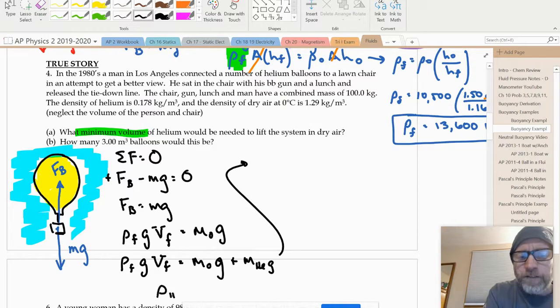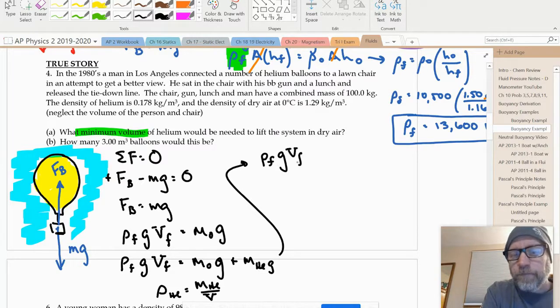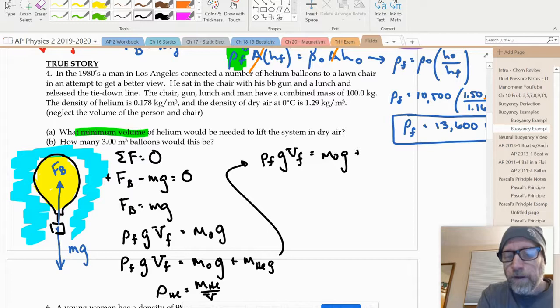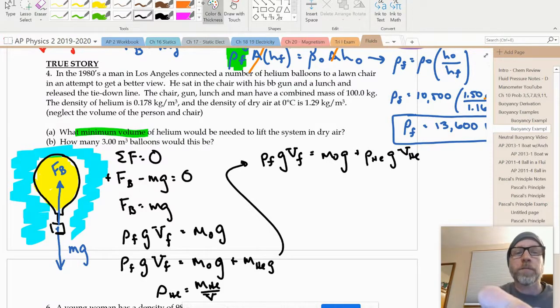So if I were to expand this out, I'm going to say density of the fluid times gravity times volume of the fluid equals mass of the object times G plus mass of the helium times G. Looks like it gives me the density of helium. So I'm going to do that same substitution I had to do before, since the density of helium is mass of helium divided by volume. So density of the fluid times gravity times volume of the fluid equals mass of the object times gravity plus density of the helium times gravity times the volume of helium, which we know is going to be the same number. That's one of the keys.